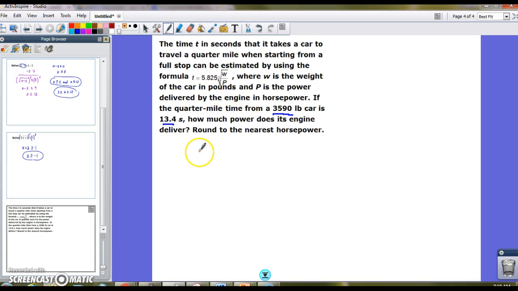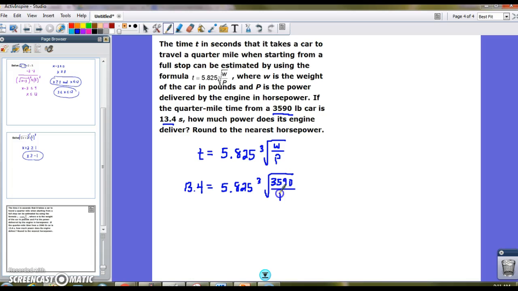Okay, so we're substituting into this formula that they gave us. So we have T is equal to 5.825 times the cube root of W over P. Okay, cube root of W over P. So I'm going to substitute in for T and I'm going to substitute in for W. I have 13.4 is equal to 5.825 times the cube root of 3590 over P.